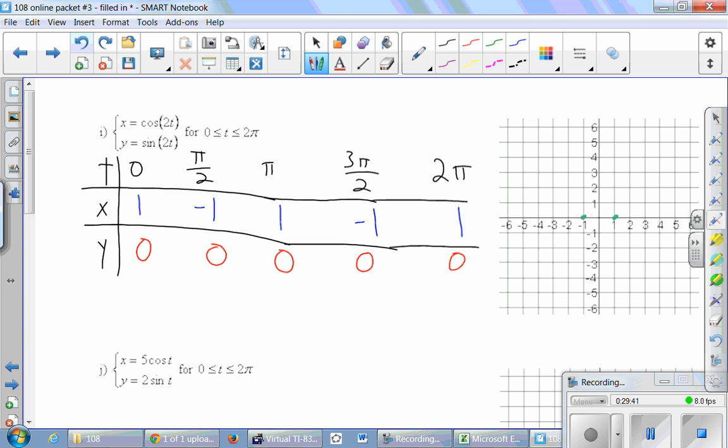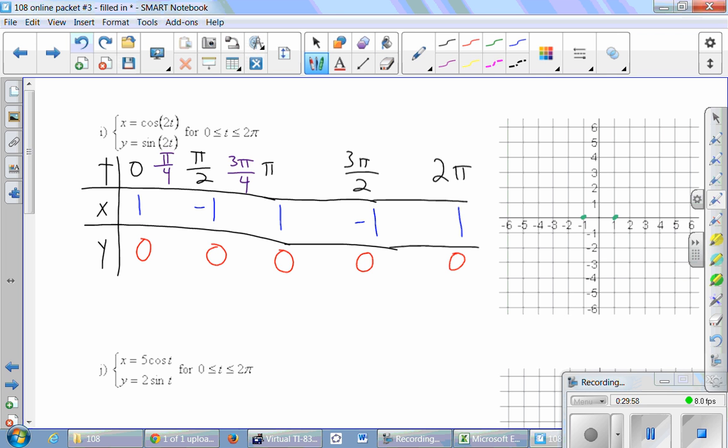Okay, so I left a blank space there. I left blanks between these points. So let's fill in. I'm going to put pi over 4 right here. And I'm going to put 3 pi over 4 right here. That's probably good enough. You can fill in the others later if you want to.